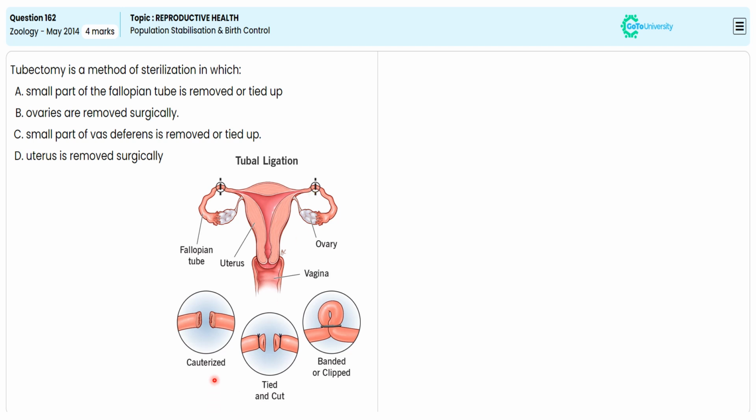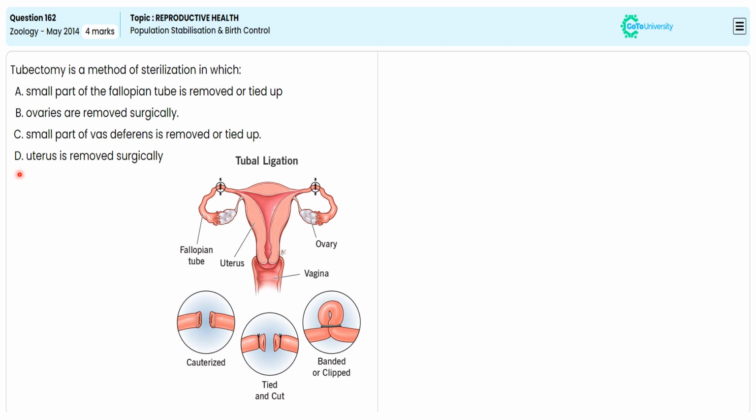That means cauterized, tied and cut, and banded or clipped. So we are avoiding the pregnancy with this particular surgical procedure. With this specification, we are choosing option A as the correct answer after ignoring options B, C and D.